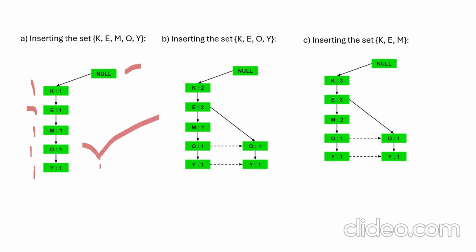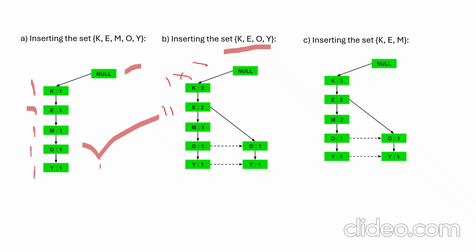So now let us insert the next transaction set, which is K, E, O, and Y. We have already K1 here. When you insert this K, it will become 1 plus 1, which will become 2 here. Then after K you have E. So E is already 1, so another 1 you have, which will become 2.